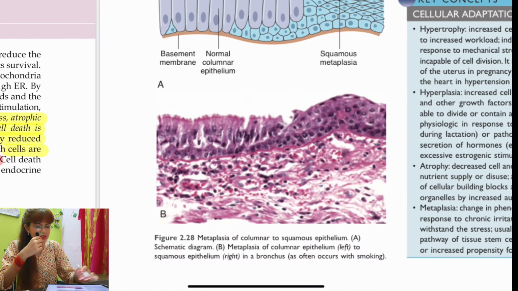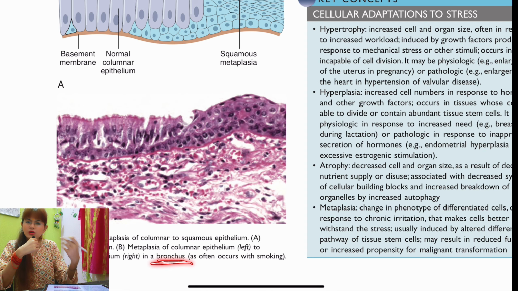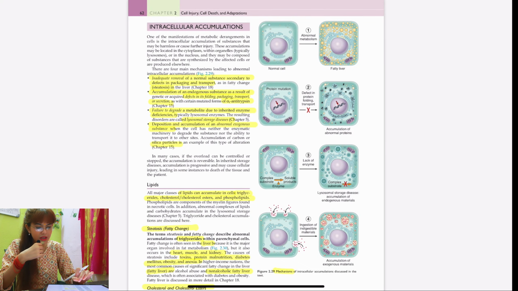You can see over here, this is the columnar area, this is the squamous area. It is seen in the bronchus and also in the cervix.